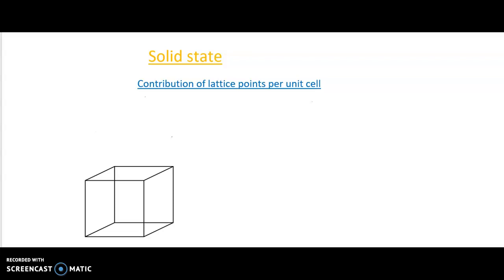Hello everyone, I am going to discuss the contribution of lattice points for a unit cell in this lecture, mainly in the solid state. I am discussing a cube first of all. A cube has 8 corners, 4 on the top and 4 on the bottom. So it has 8 corners and 6 faces.